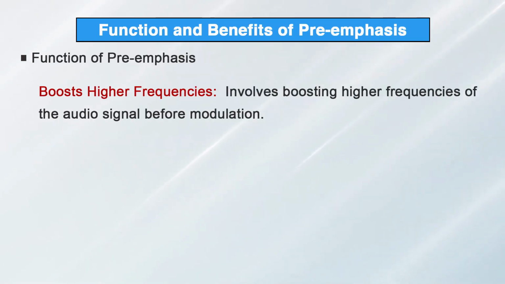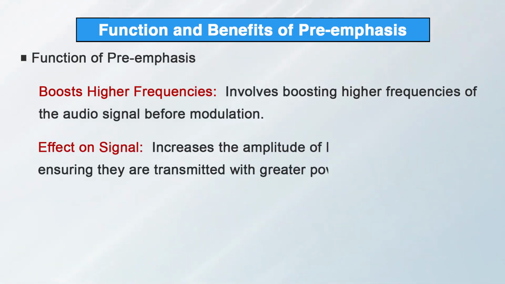So, to counter this, engineers apply pre-emphasis, which involves boosting higher frequencies of the audio signal before modulation. By increasing the amplitude of the high frequencies, pre-emphasis ensures that those components of the signal are transmitted with greater power relative to that of the lower frequencies.